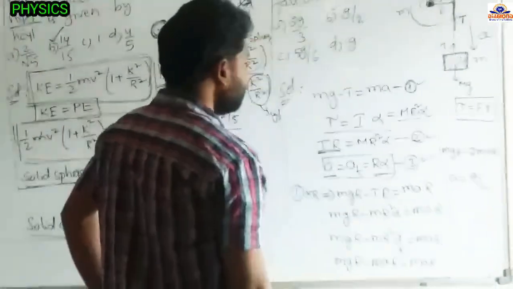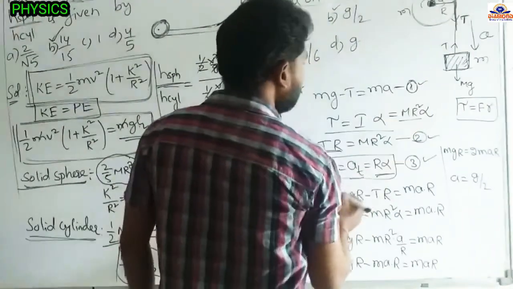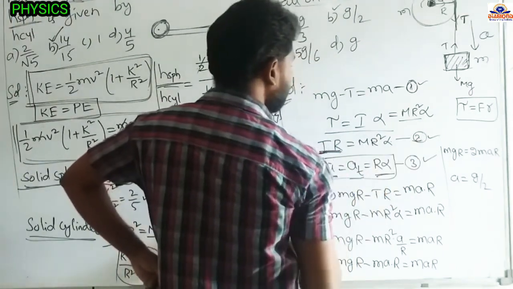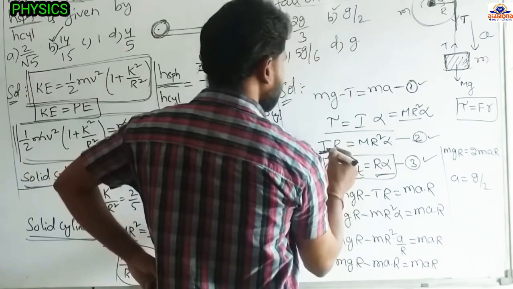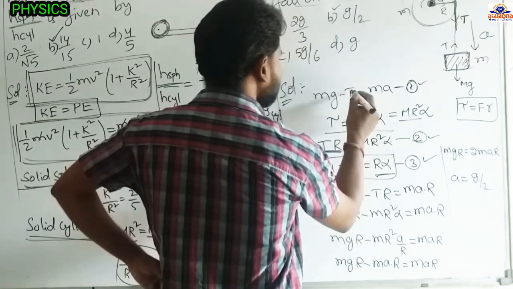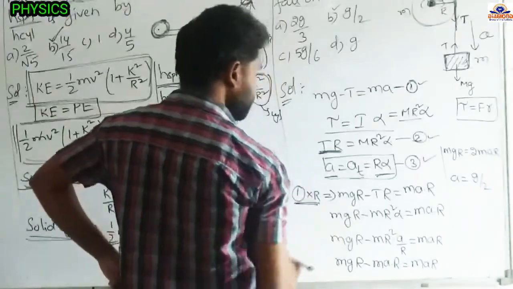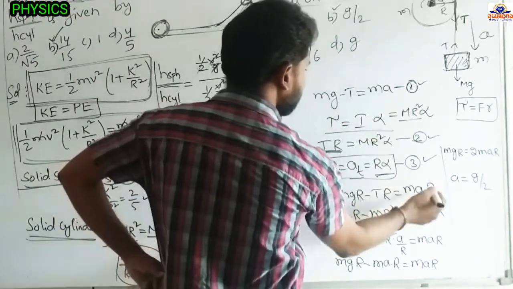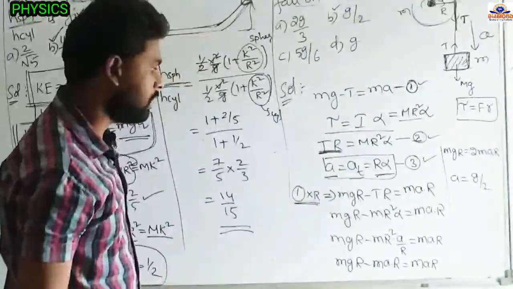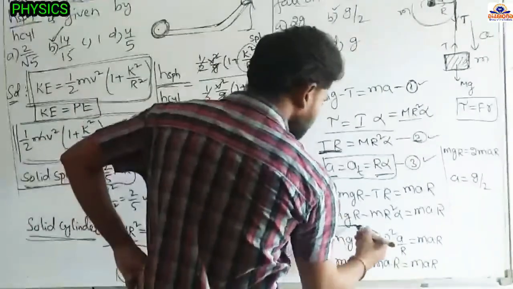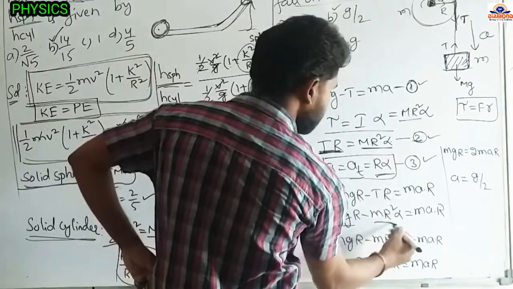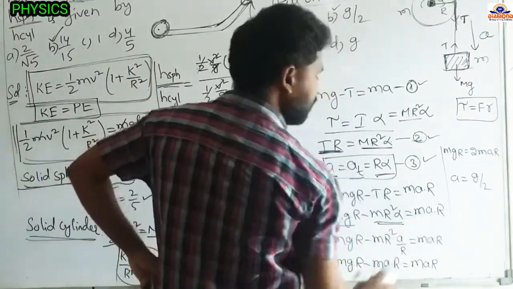So now, from the second equation we know t into r equals m r square alpha. To remove this t, I am multiplying the first equation with r. You will get mg into r minus t into r equals m a into r. From the second equation, t r equals m r square alpha equals m a into r.